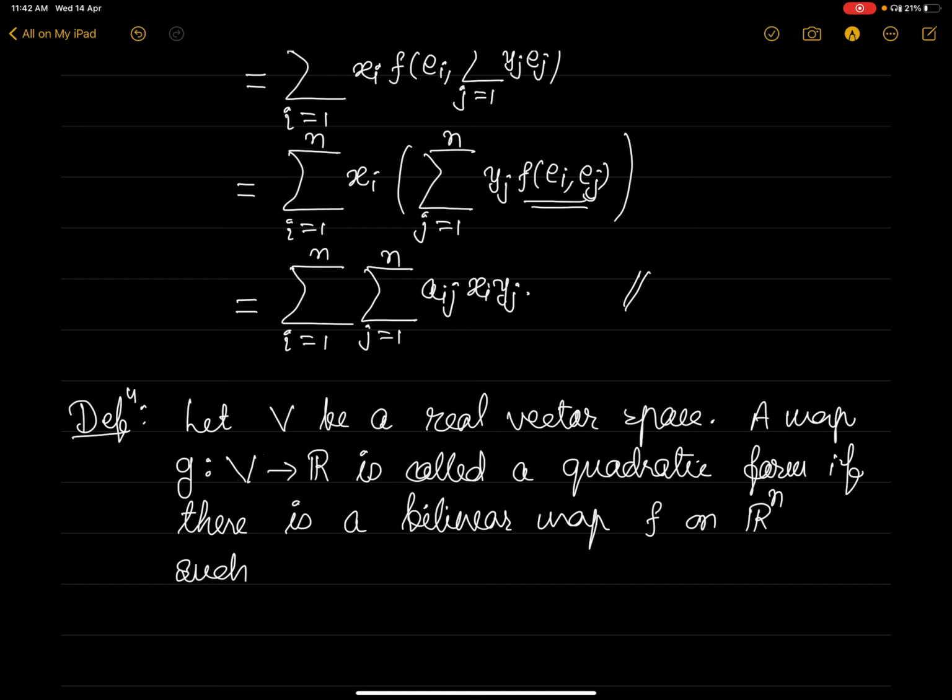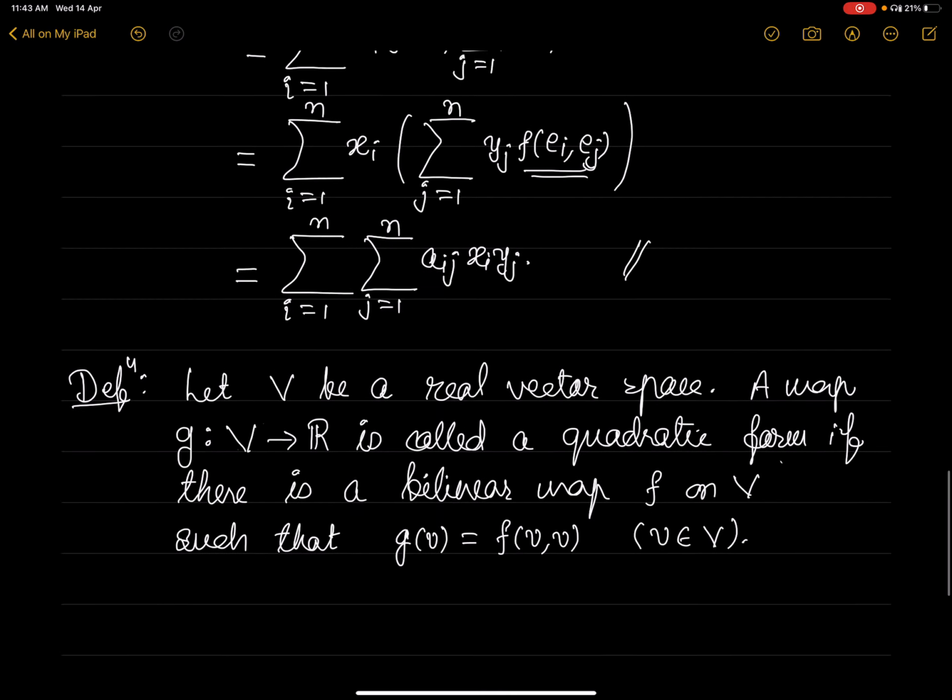A map G from V to R is called a quadratic form if there exists a bilinear map f on V, meaning f is a mapping from V cross V to R, such that G of v equals f of v, v for all v in V. Again, V is a real vector space and G is a function from V to R. Then G is called a quadratic form if we get a bilinear map f on V such that G of v equals f of v, v for all v in V.